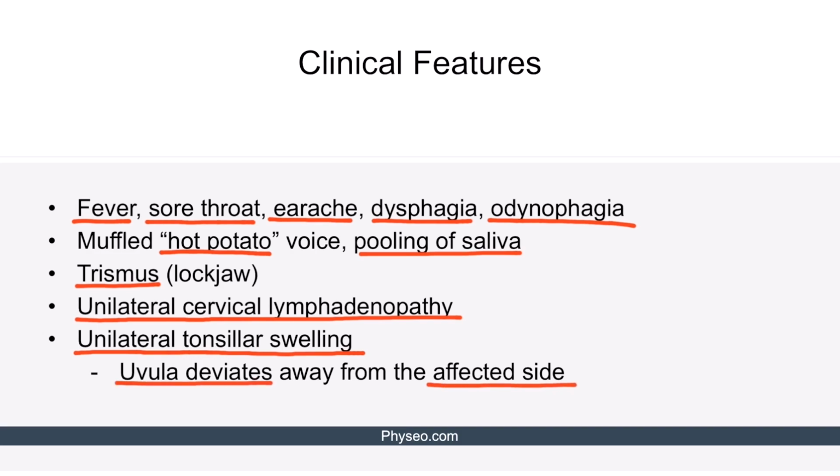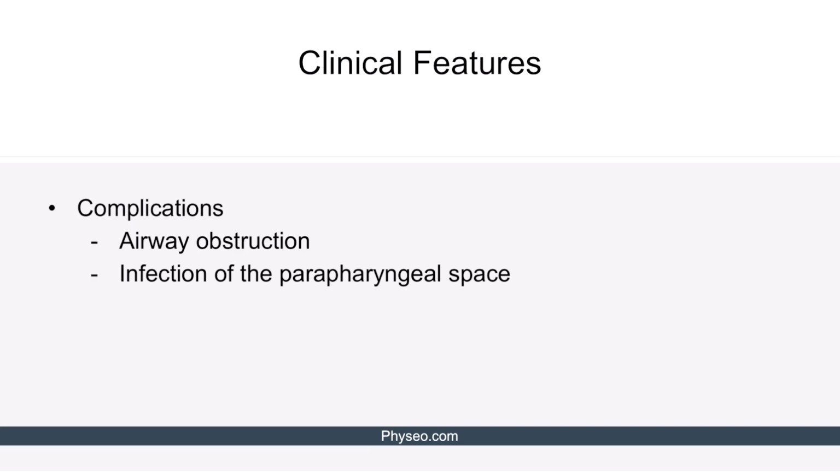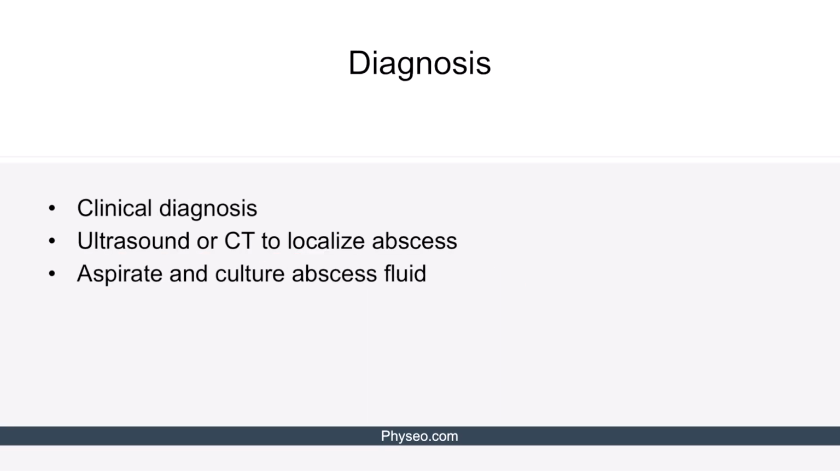affected side. Here's an image depicting a right-sided peritonsillar abscess as indicated by the black arrow. Note that the uvula is deviating away from the abscess, which is a classic finding in patients with peritonsillar abscess. Notable complications of peritonsillar abscess include airway obstruction and spread of the infection into the parapharyngeal space. Peritonsillar abscess is a clinical diagnosis.